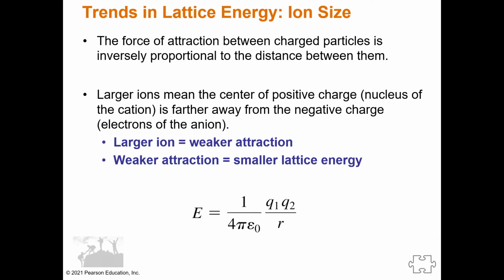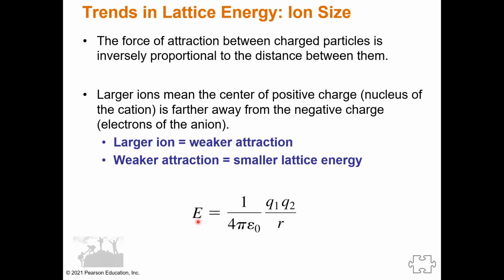Let's take a look at Coulomb's law again, so that we can understand the different trends in lattice energy. If we take E to be lattice energy, we can see that it is inversely proportional to R, which is the distance between the two ions. As R increases, then lattice energy would decrease.